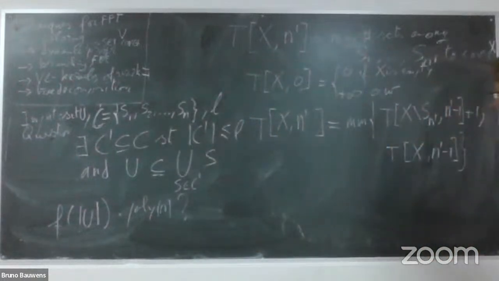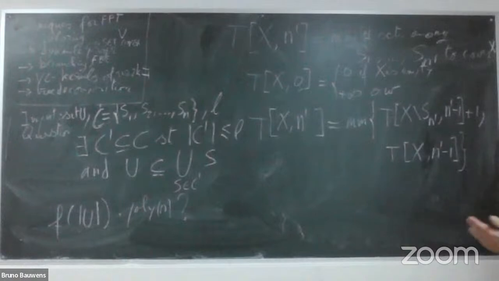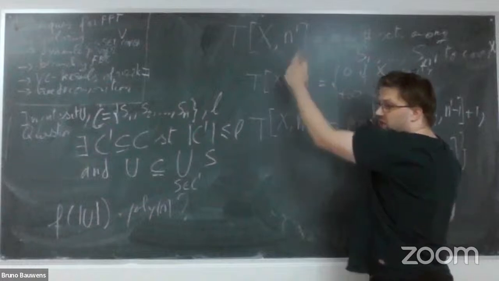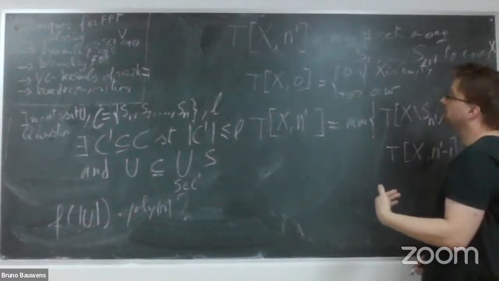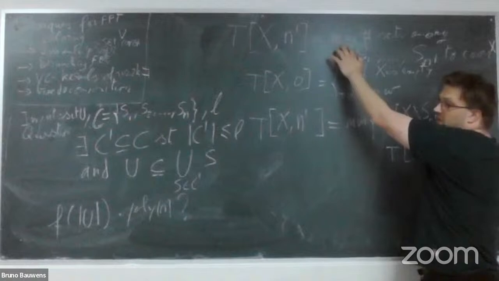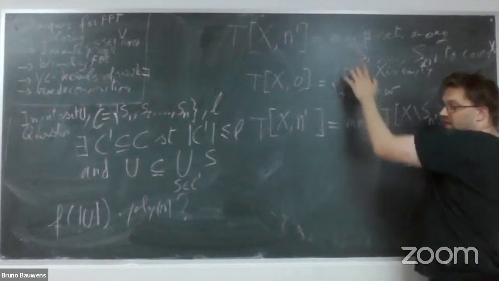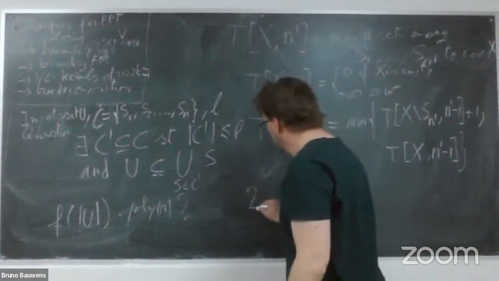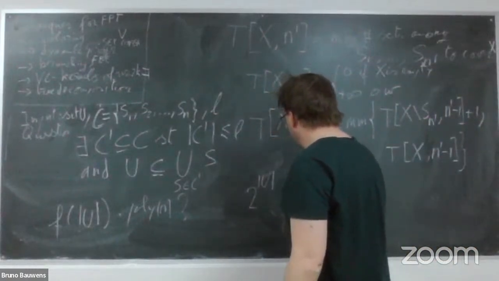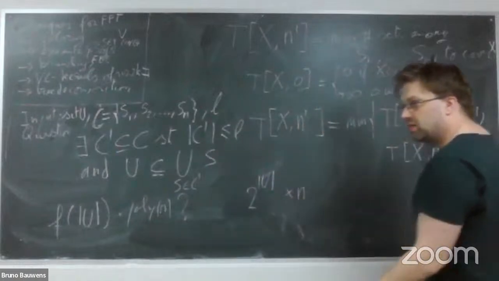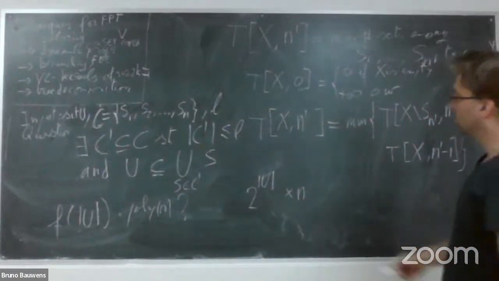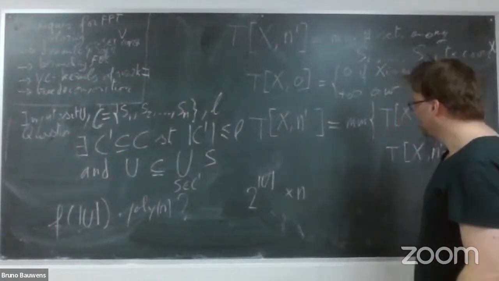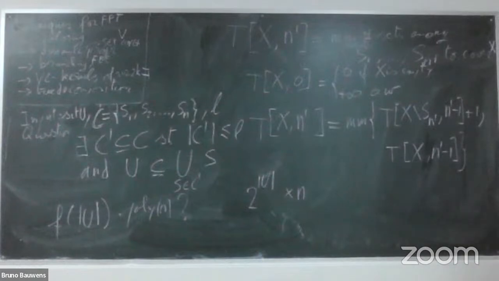And then, what is the task? Cover X using the first n prime sets with the minimum number of sets. Am I right that the dimensions of the table are 2 to the power U times n? That will be the size of the table. X is a subset of U.